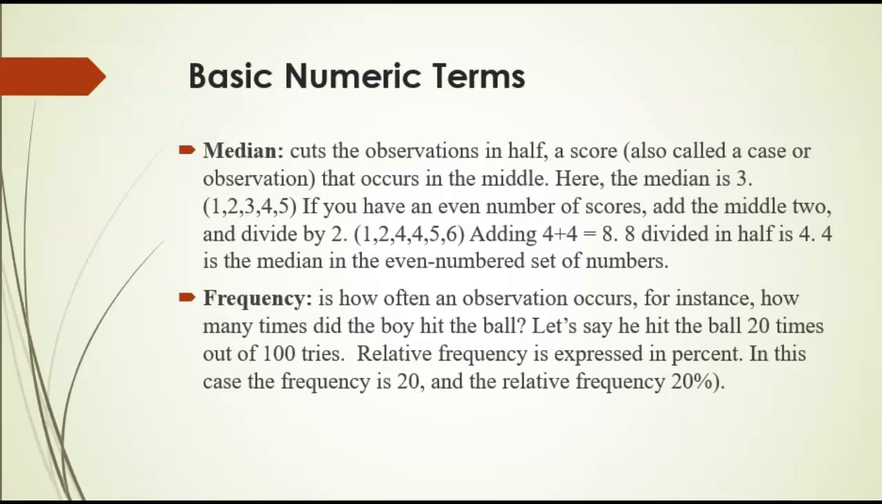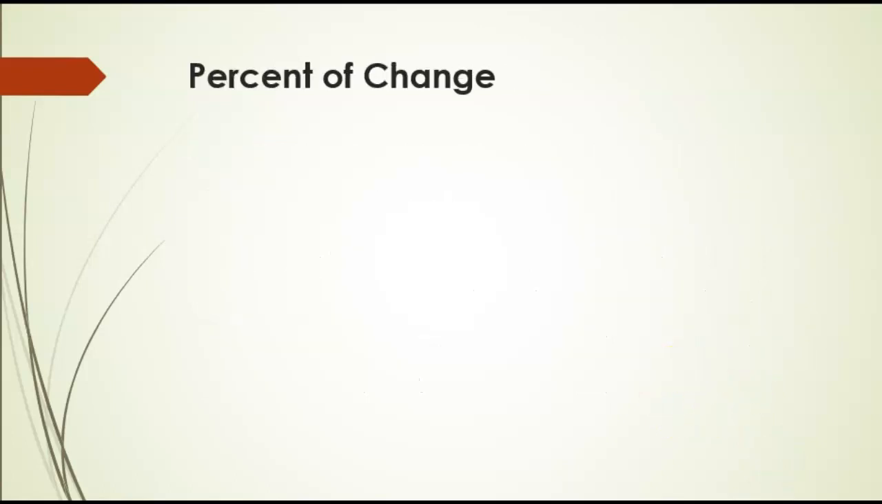Frequency is how often an observation occurs. For instance, how many times did the boy hit the ball? Let's say he hit the ball 20 times out of 100 tries. Relative frequency is expressed in percent. In this case, the frequency is 20 and the relative frequency is 20%.